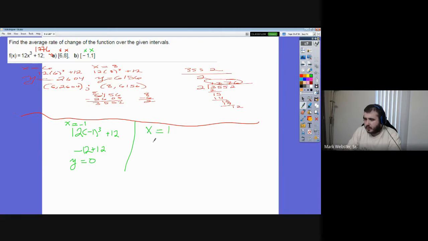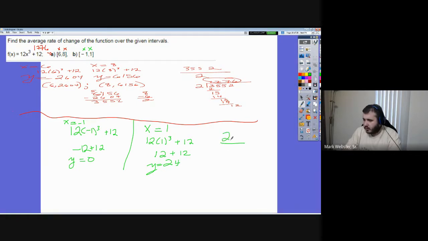We're going to get one cubed is 1, so 12 plus 12 is 24, and that's our y value here. So once again, we're going to do the exact same thing. Rise over run. This one's much easier. It's not like some ugly 4-digit number that we have to work with. 24 minus 0 over 1 minus -1. So here, the slope comes out to be 12.